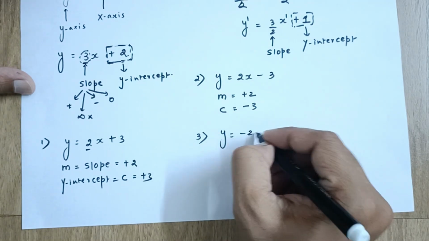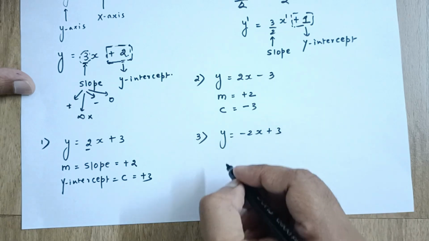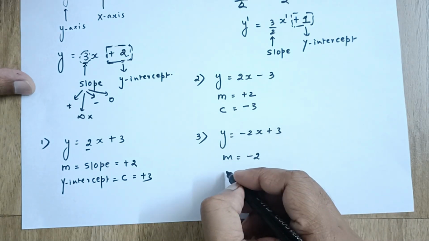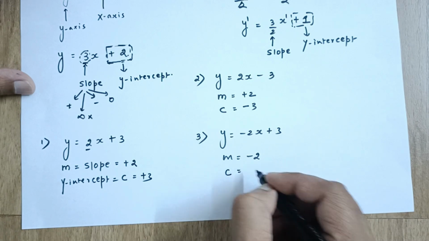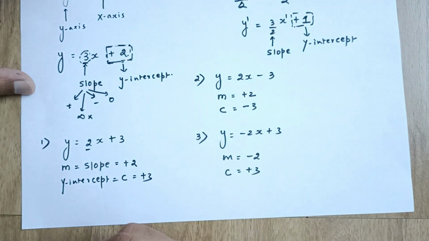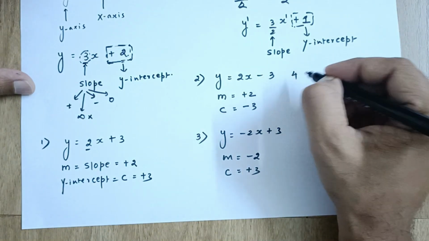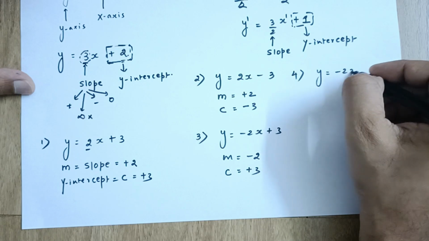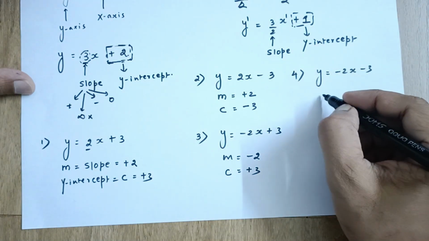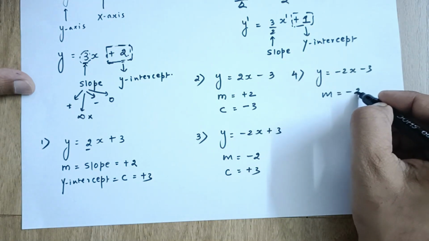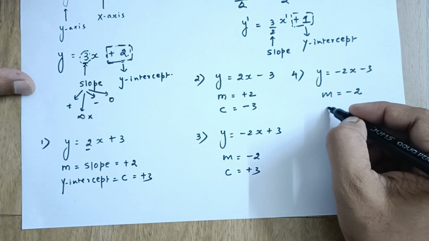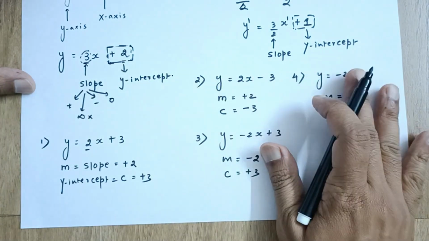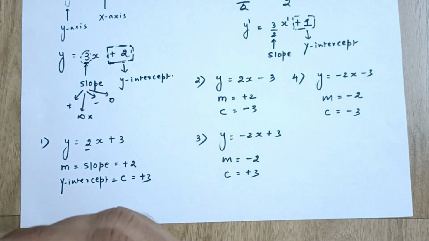y is equal to minus 2x plus 3. Over here, the slope is minus 2 and the y-intercept, that is c, is plus 3. Now, the last case, that is y is minus 2x minus 3. So the slope is minus 2 and the y-intercept c is minus 3. Now, if you have understood this part, we are ready to plot the graphs.